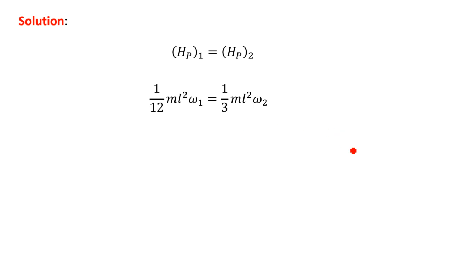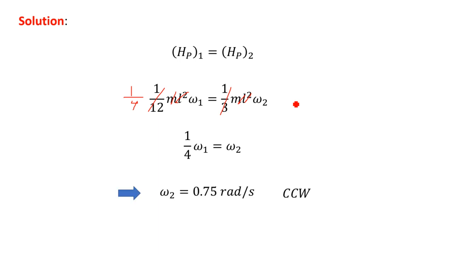Now I can simplify this one with that one, and we get something like 4 times, or 1 over 4 here. You can write 1 over 4, or you can write 4 here. Both cases are going to be the same. We end up with a quarter of omega 1 being equal to omega 2. Or omega 2 is equal to 3 divided by 4, which makes it 0.75 radians per second squared counterclockwise. Done. This question is done.